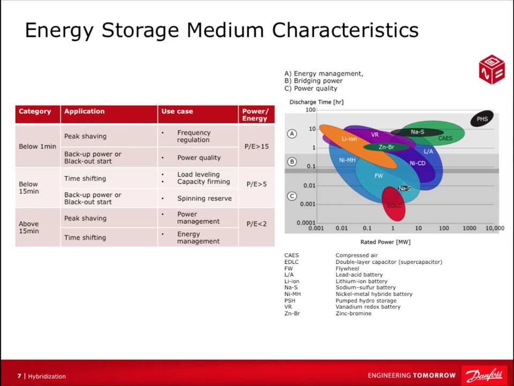So if we have a very short term application, quick discharge, for example, below 1 minute for peak shaving or frequency regulation, we want a very high power to energy ratio. We need to be able to discharge very quickly compared to the energy storage. On the other hand, as we get longer in time frame, we can reduce our power to energy ratio. So we get down to much less than 2. In this case, we have a very high energy storage compared to what we can produce for our power output capabilities.